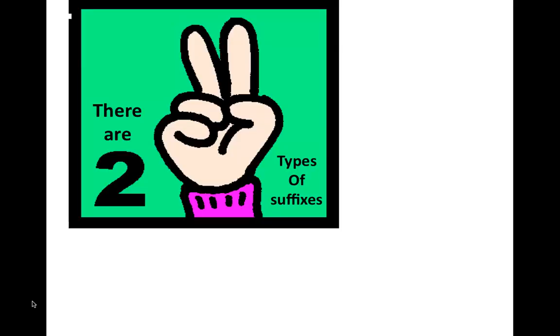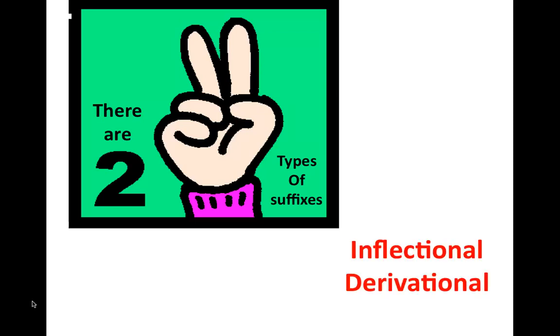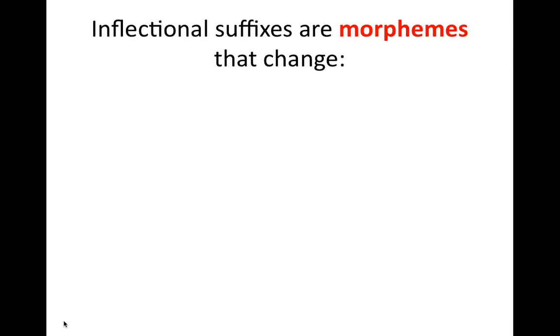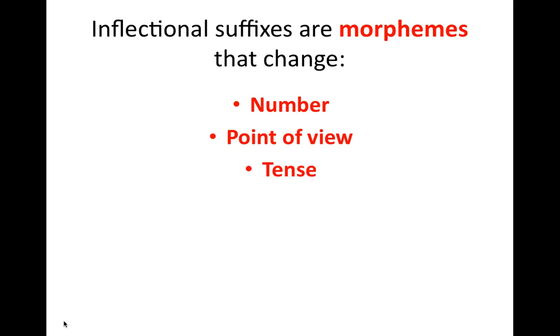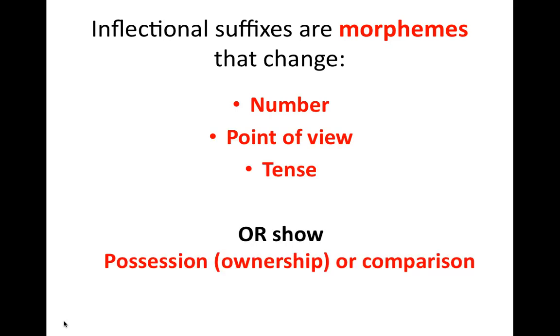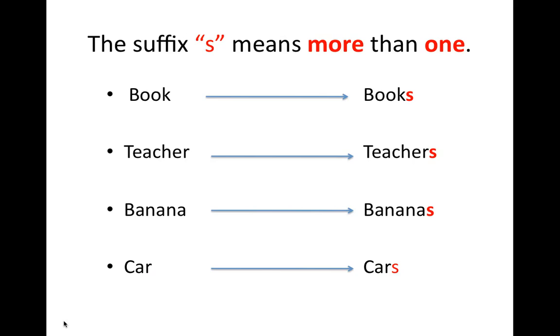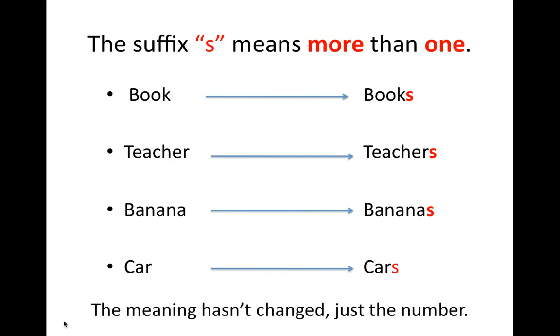There are actually two types of suffixes. They are inflectional and derivational. Inflectional suffixes don't change the meaning of the word, but they change number, point of view, tense, or they show possession or comparison. For example, the suffix s means more than one. If we add an s to the words book, teacher, banana, or car, we haven't changed the meaning of the words, just the number.